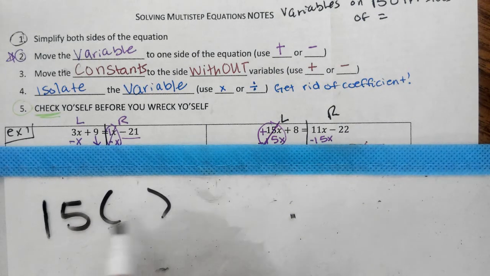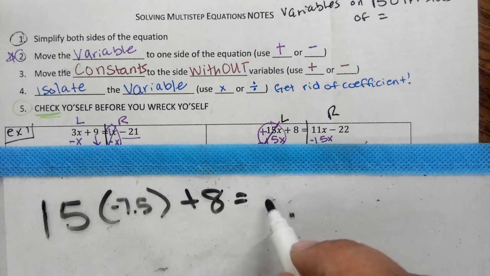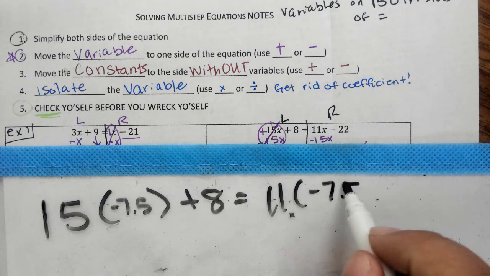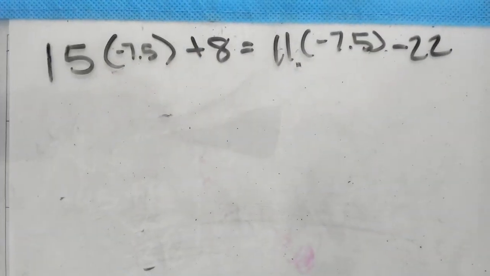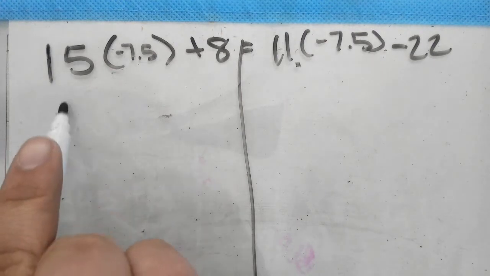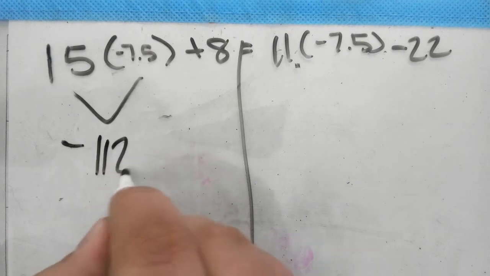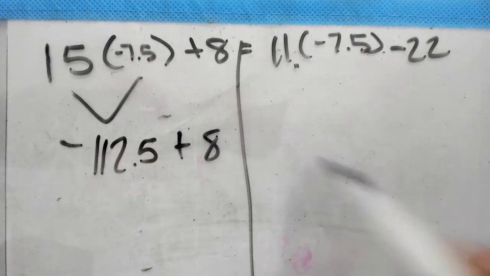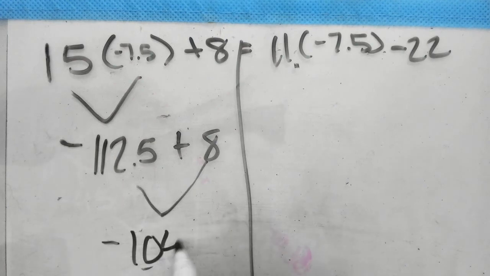15, instead of x, we get to write negative 7.5 plus 8 equals 11 times negative 7.5 instead of the x minus 22. Okay, you have to multiply before you can add, and 15 times negative 7.5 is negative 112.5. We still have a plus 8. When we do these things, negative 112.5 plus 8, we get negative 104.5.